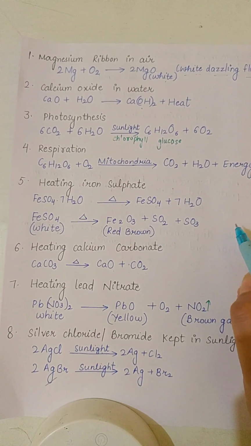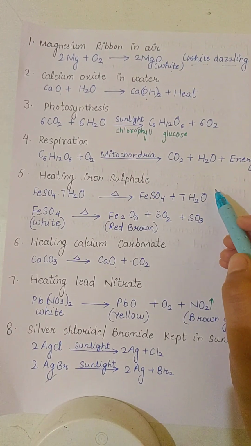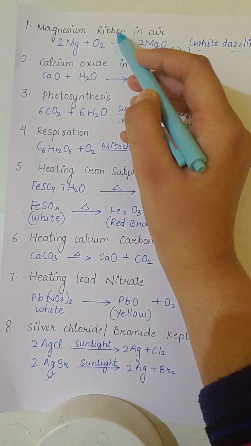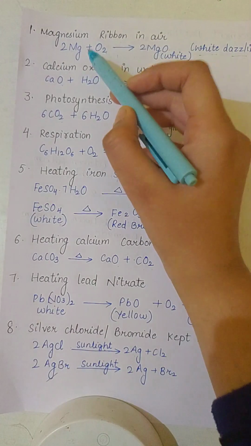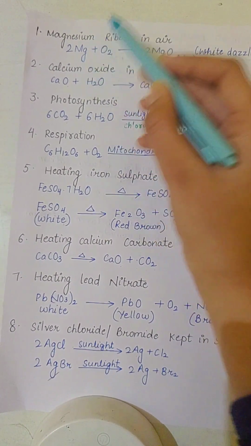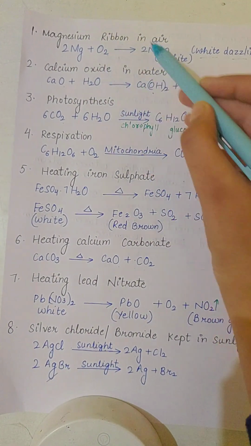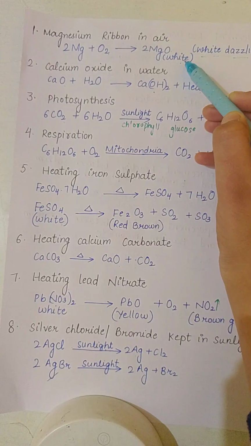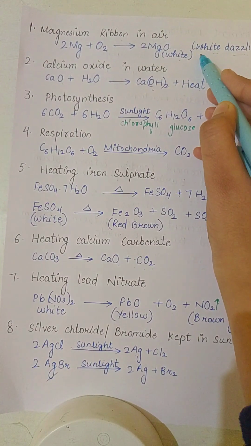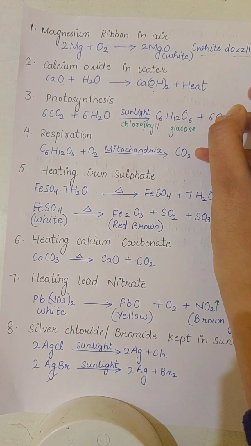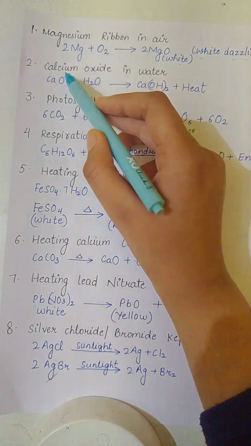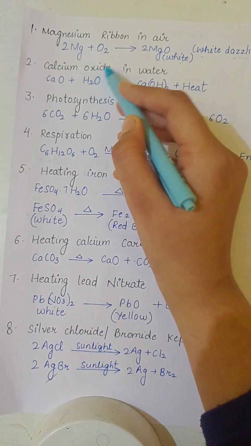Class 10 ICSE board. First reaction is magnesium ribbon in air. When magnesium reacts with oxygen, it gives magnesium oxide, which is of white color, and in the observation, white dazzling flame. Next reaction is calcium oxide in water.